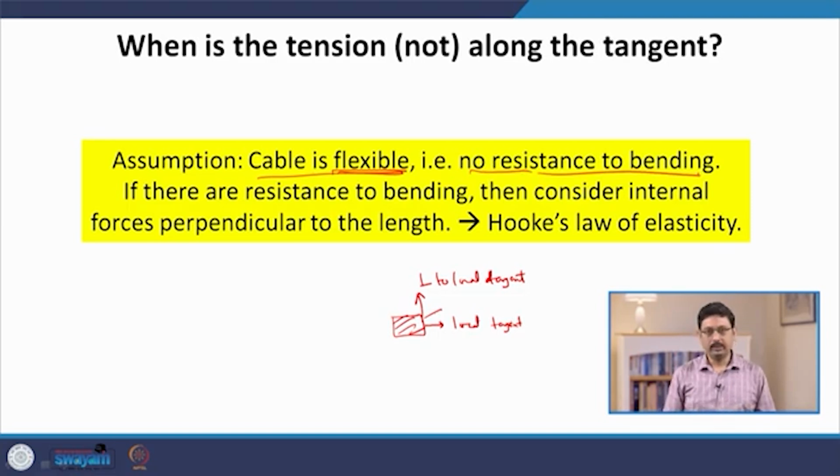So, with this assumption, we are ready to solve some problems which we will take up in the next lectures.